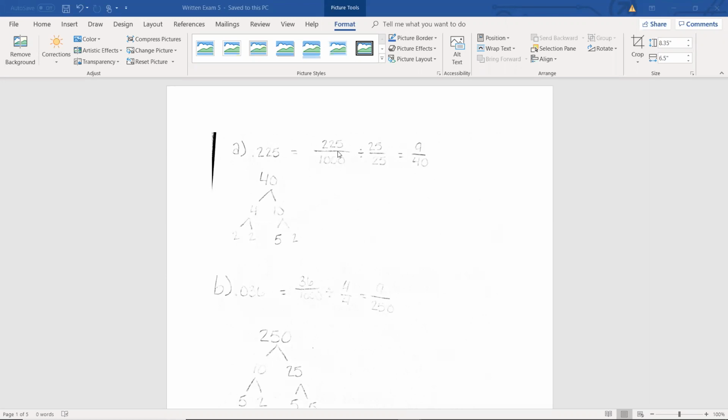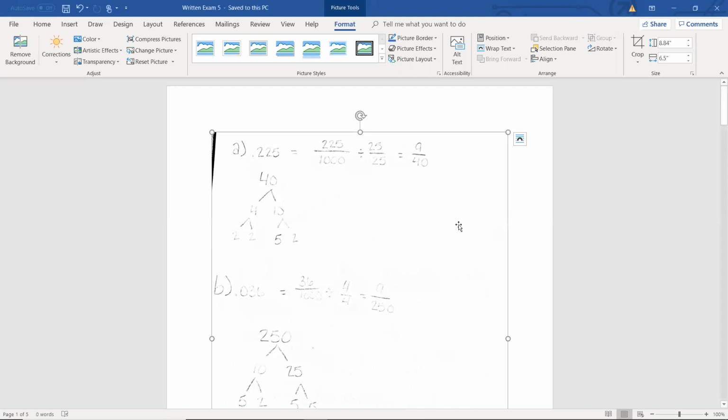and then to find the prime factorization of the denominator, I just used 4 and 10 because those are the biggest numbers that I could see that would easily go into 40, and I just created a simple little factor tree. I did 4 and 10, and then we've got 2 and 2 and 5 and 2 for our factorization of 40.